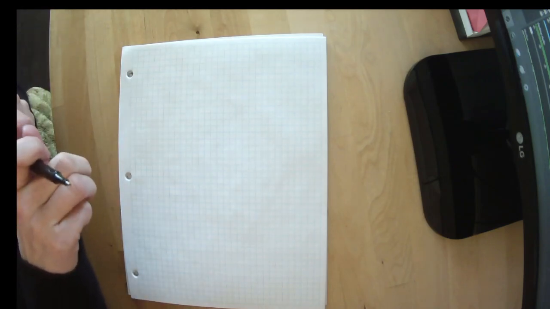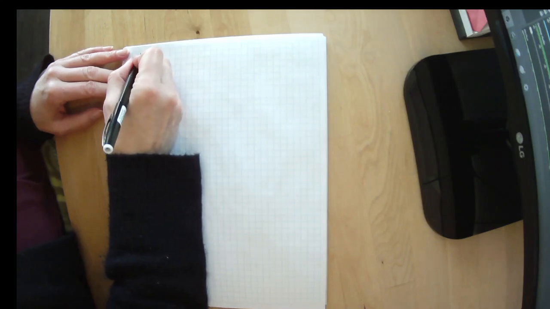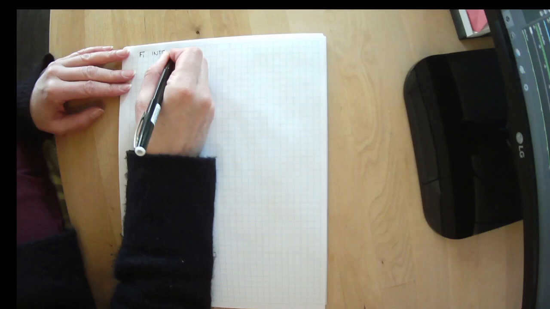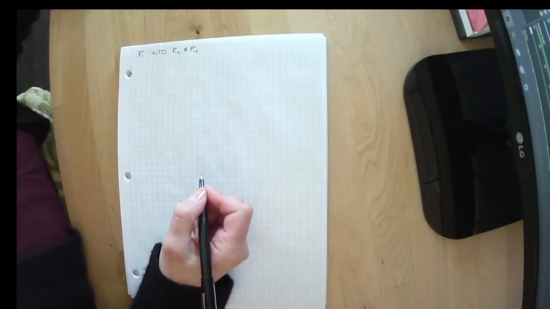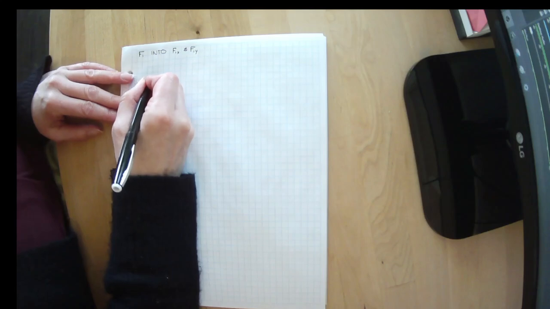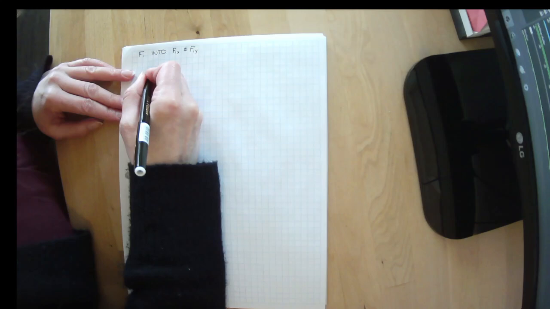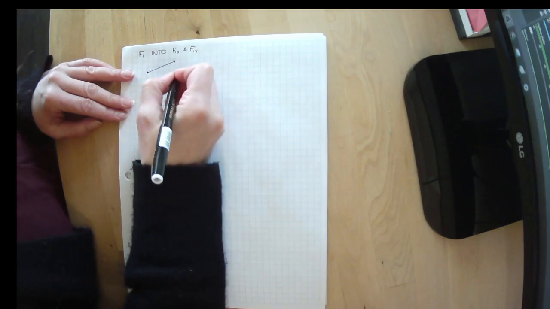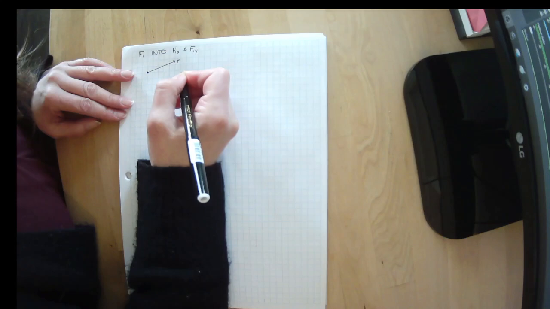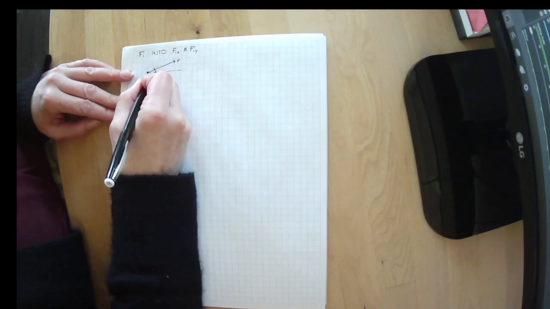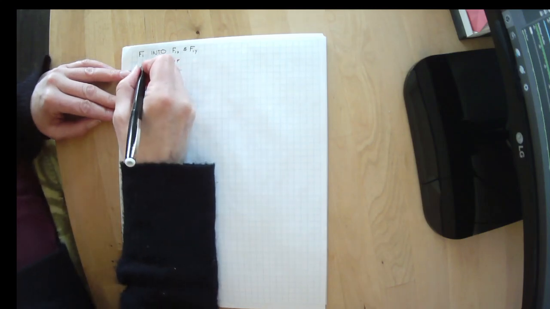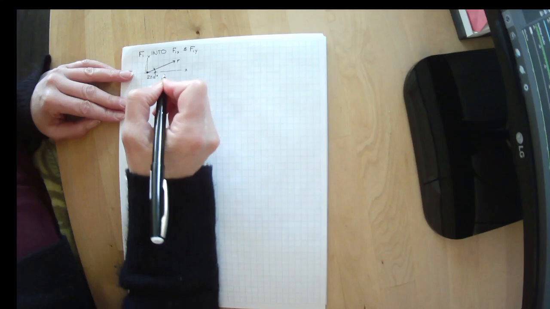So let's go through and start breaking this down. Let's break up F1 into F1x and F1y. So we have a dot here, just to give us a reference point of what we're drawing from. And we have this force here of F1, and we know that it is 22.5 degrees off of the x-axis. This is the x-axis, and this is the y-axis.